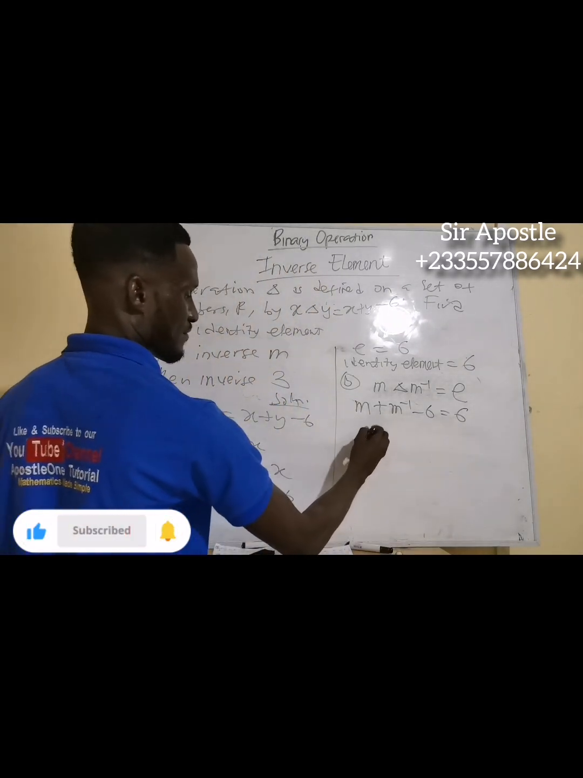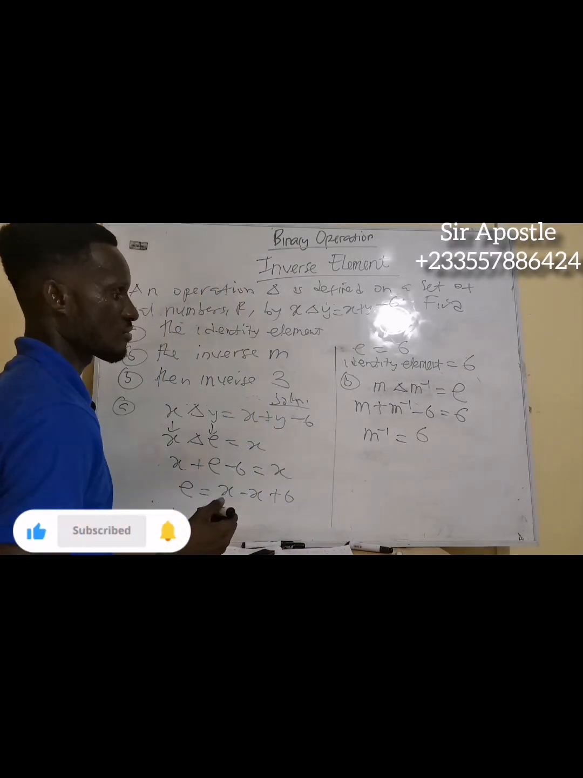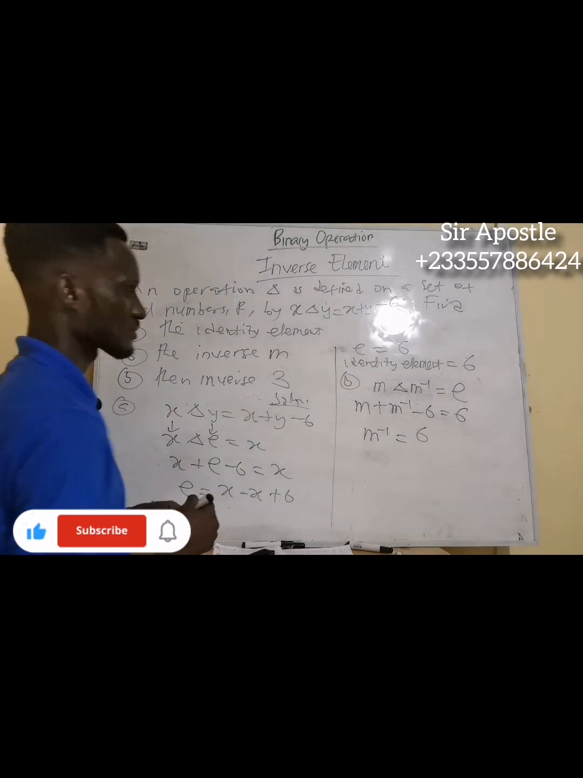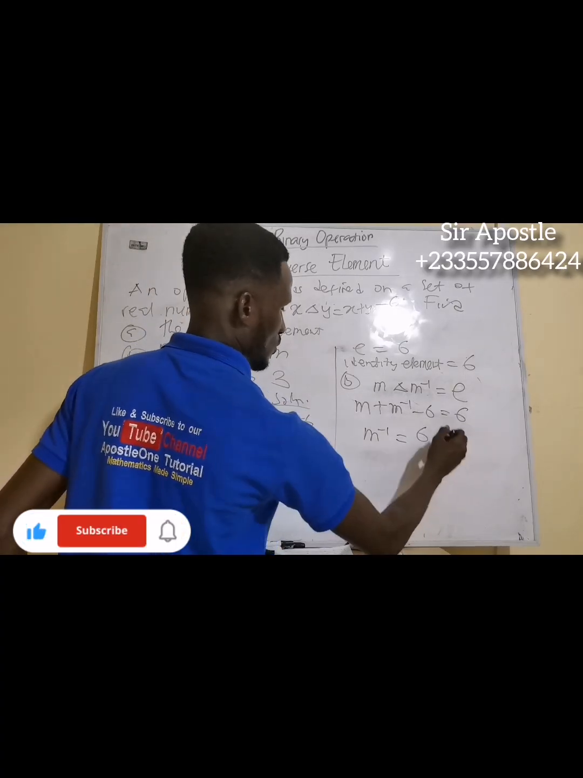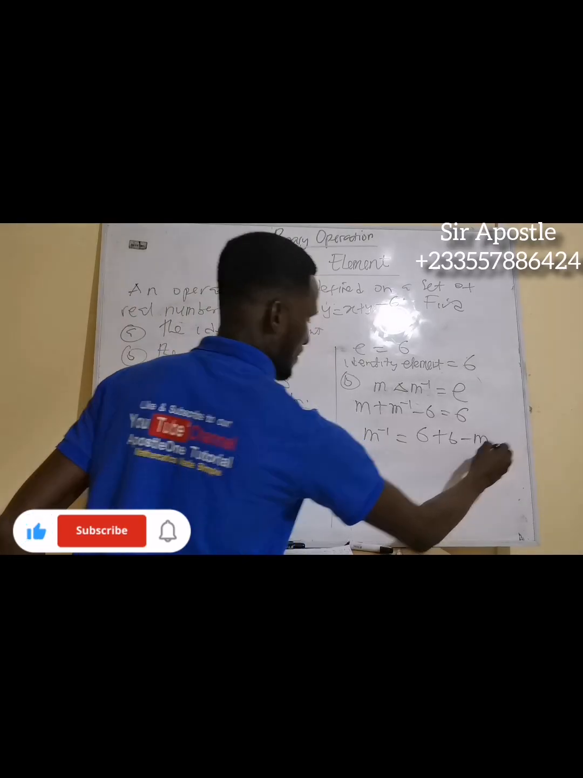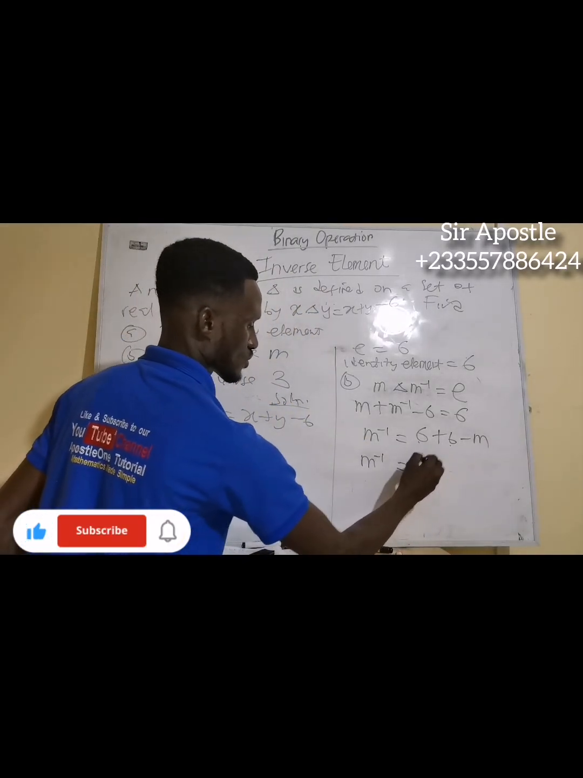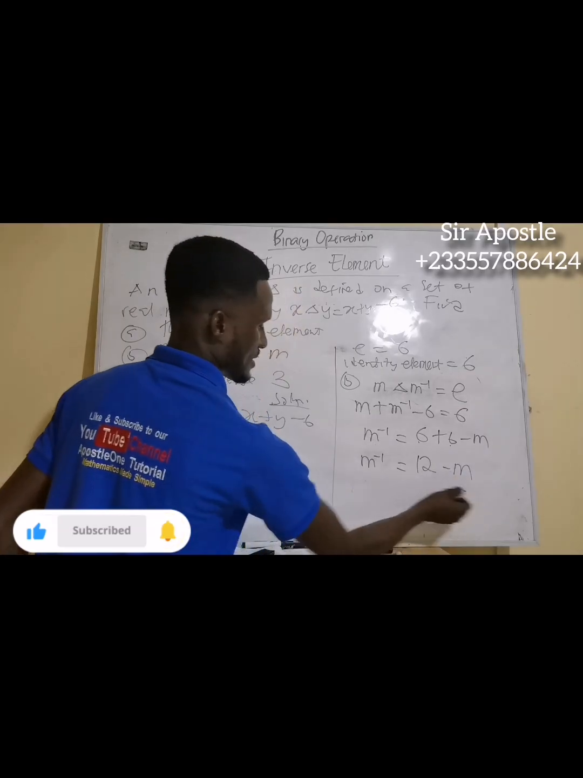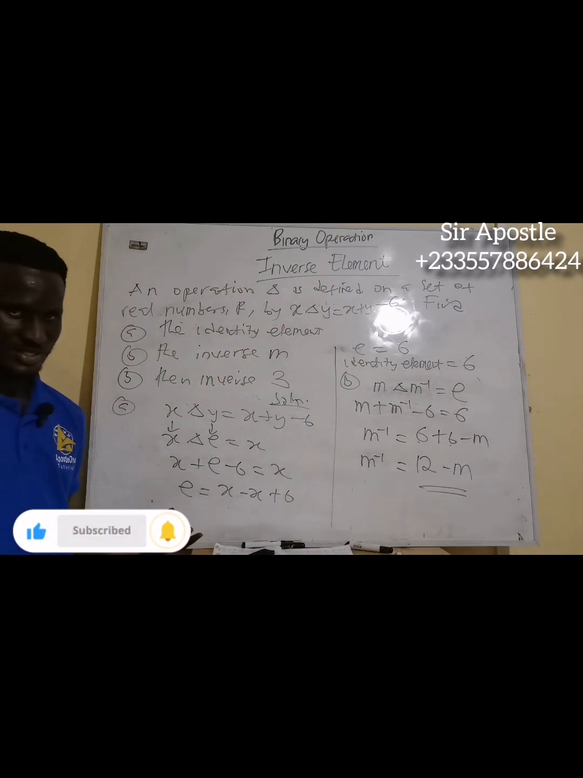Now let's find m inverse. This one will cross over plus 6, and this one will cross the equal to sign as minus m. So m inverse will give us 6 plus 6, which is 12, minus m. This is the inverse of m. We are done. It's very simple.